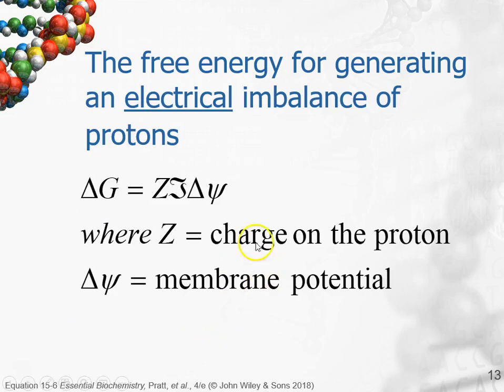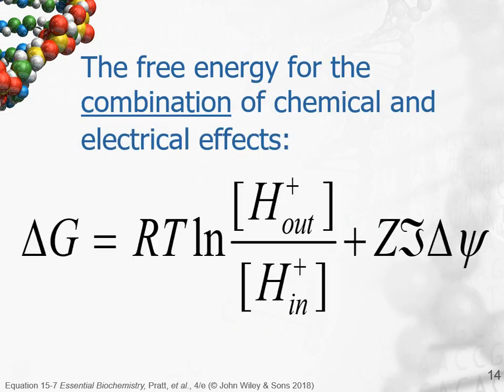We should also address the chemical portion of the electrochemical gradient. So here, delta G is Z, this is the Faraday, and delta psi. So Z is the charge on the proton, and delta psi is the membrane potential. You can actually go into the laboratory, and if you have respiring mitochondria in culture, the membrane potential is something that you can directly measure.